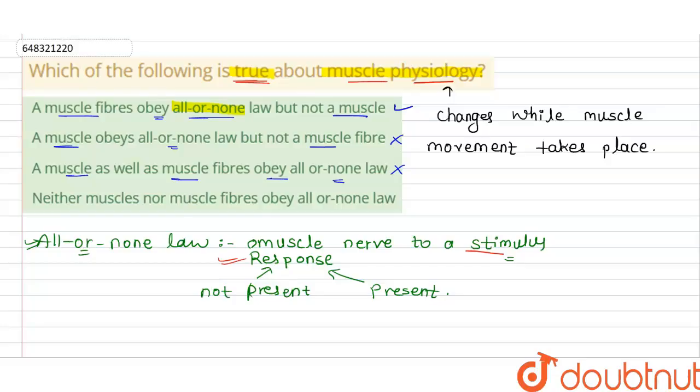Next we have that neither muscle nor muscle fiber obeys the all or none law. So they are saying both are not obeying this law. This is also wrong because the muscle fiber is obeying the law. That's why only and only the true and correct statement is the first option, that muscle fibers obey the all or none law, not the overall muscle. Understand? So that's why the first statement is the right one.